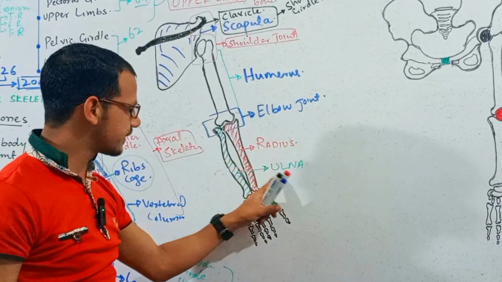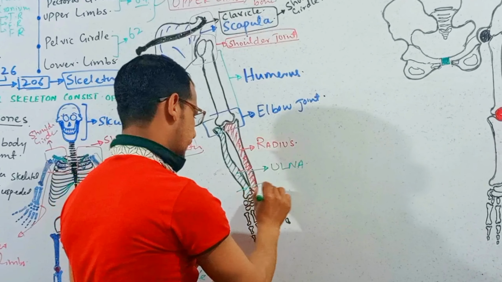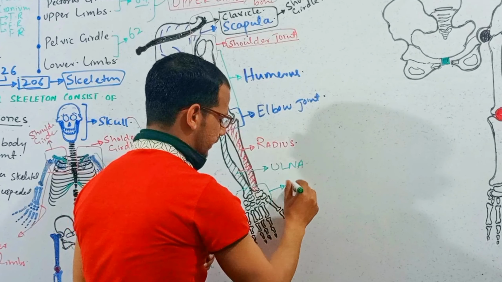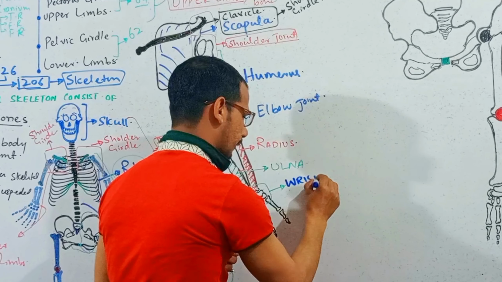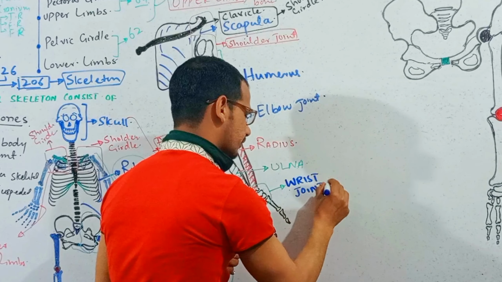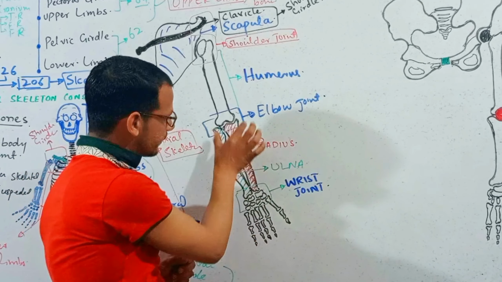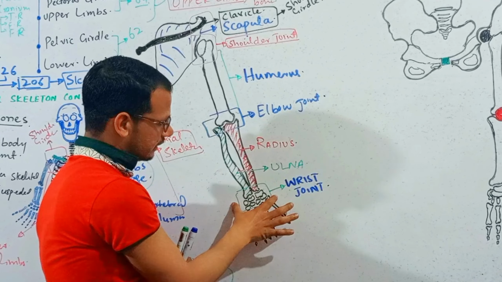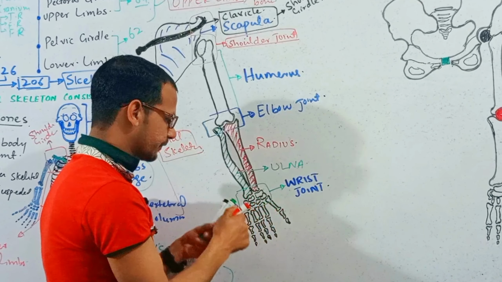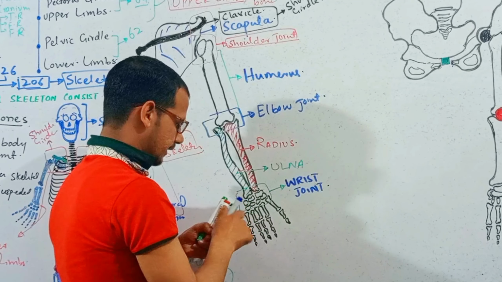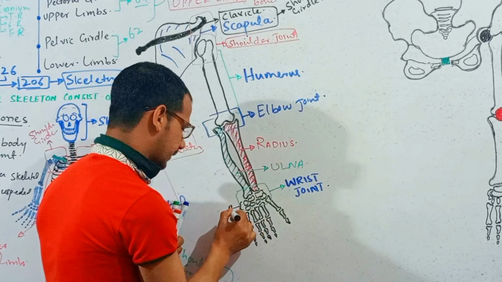After this radius and ulna we have this wrist joint. This joint is called wrist joint. We will discuss these joints in detail in further lectures, but this is the elbow joint. Next to the elbow joint is the wrist joint, and this wrist joint has 8 bones. These are 8 bones, and collectively they are called the carpals.